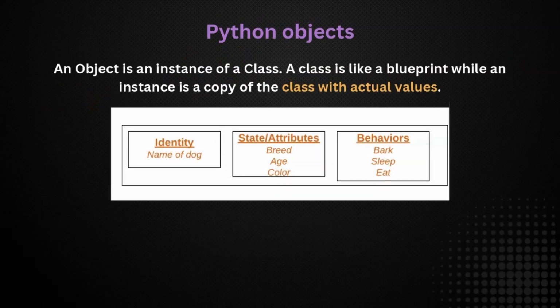Now let's understand what an object is. An object is an instance of a class. A class is a blueprint, but an instance is a copy of a class with actual values. And when I'm saying instance, it is actually an object. So an object has three things. One is its name, through which we identify it, and then it has attributes and behavior. Attribute is termed as a variable in OOP, and behavior is termed as a function, and more particularly a method in OOP.